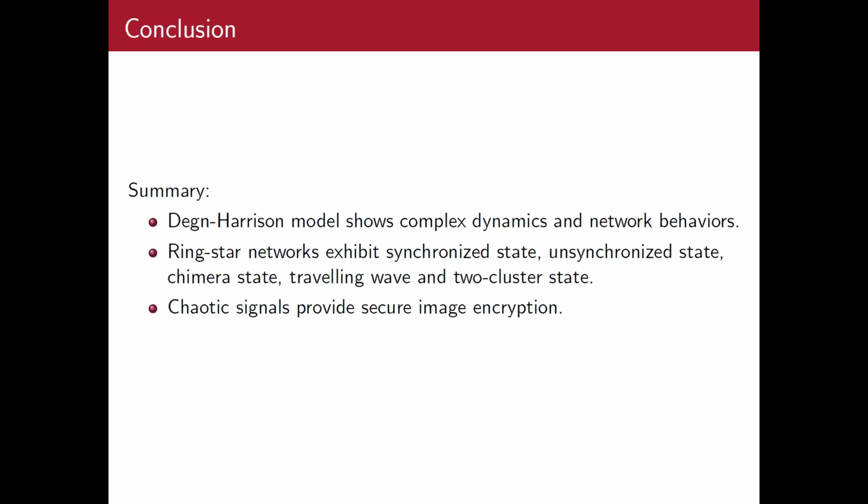To conclude, the Degn Harrison model provides a powerful framework for understanding and applying chaotic dynamics. The model, which originated in biology to explain the oscillation in bacteria, exhibits complex dynamical behavior, including chaos and bifurcation. We saw how this dynamics extends to networks, where the ring star topology enables interesting behavior such as synchronous state, chimera state, traveling wave, and two cluster state.